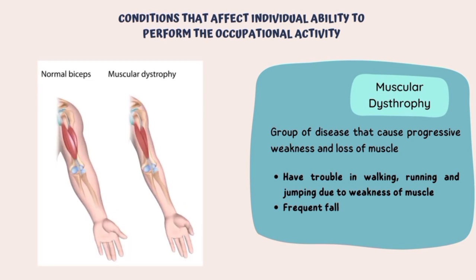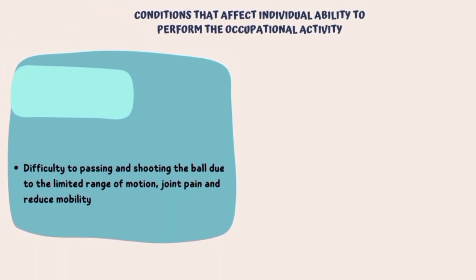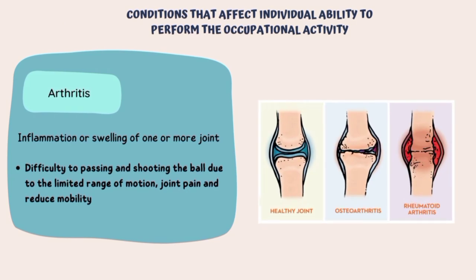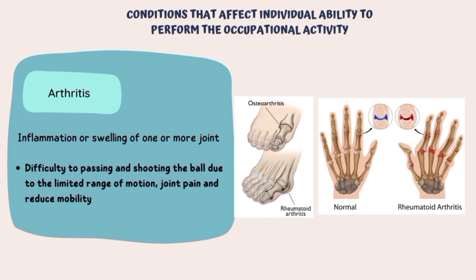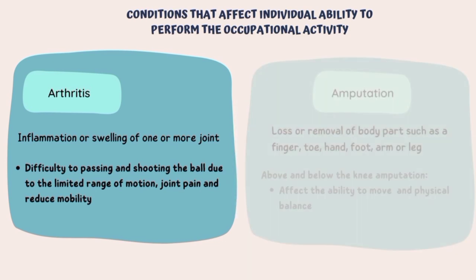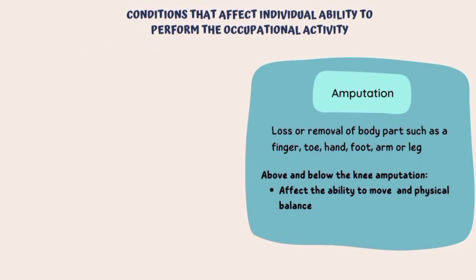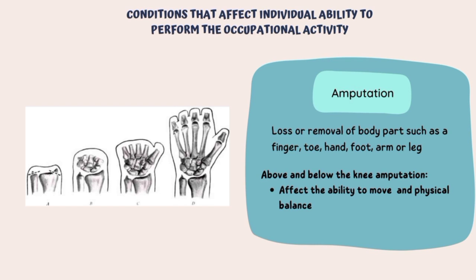People with this condition have trouble walking, running, and jumping due to muscle weakness and also experience frequent falls. The third condition, arthritis, is the inflammation or swelling of one or more joints. People with this condition have difficulty passing and shooting the ball due to limited range of motion, joint pain, and reduced mobility. The fourth condition, amputation, is the loss or removal of body parts such as a finger, toe, hand, foot, arm, or leg.